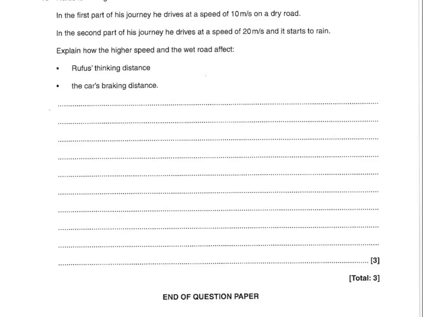So talking about his speed, as his speed increases, both his thinking and braking distances increase. This is doubled, therefore his thinking distance doubles. This is doubled, therefore his braking distance quadruples. And the braking distance increases because of reduced friction or grip. So any 3 of those 4 points will get you those 3 marks.